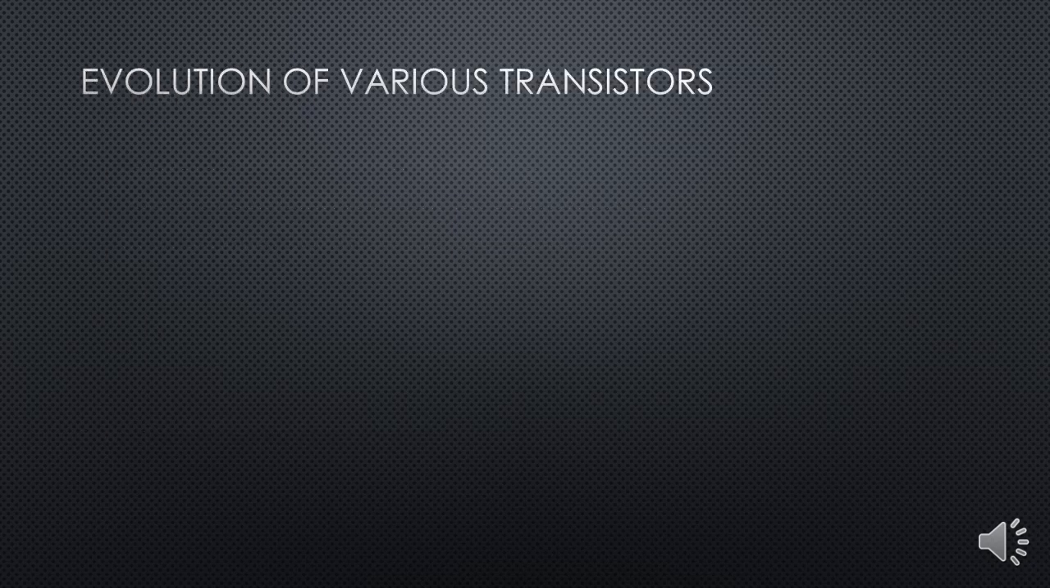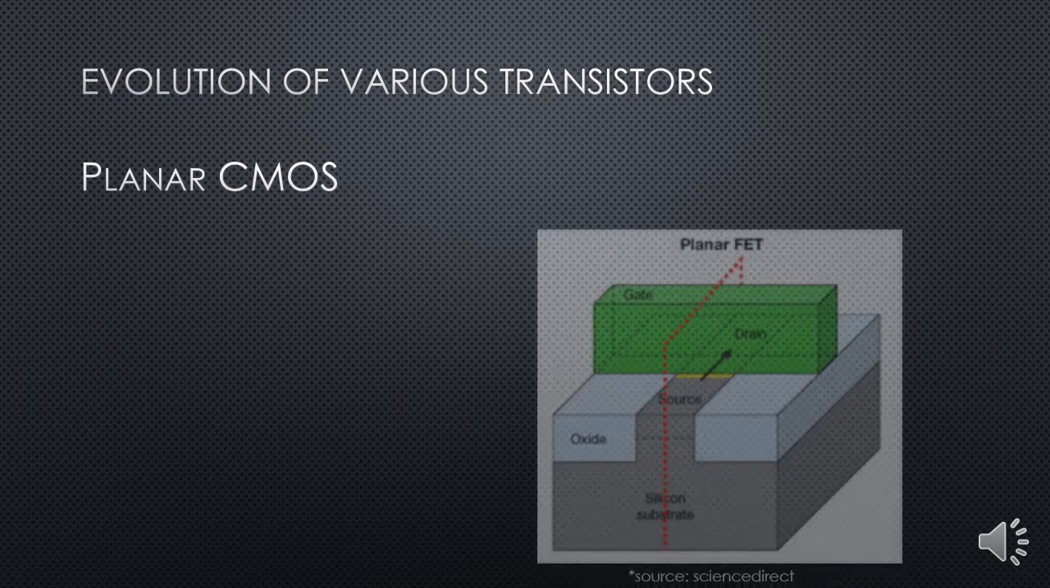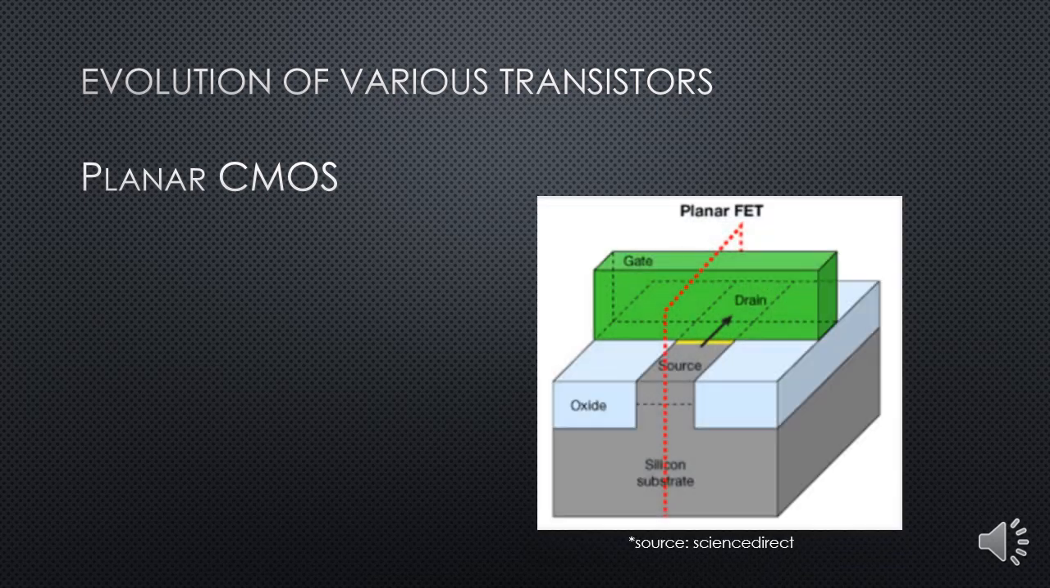Evaluation of various transistors we have used or we have been using so far. So let's start with the planar CMOS. You can see on the screen how it is looking. On one side you have the source and on the other side you have the drain, and on the top you have the gate. You know CMOS is a voltage-controlled device.